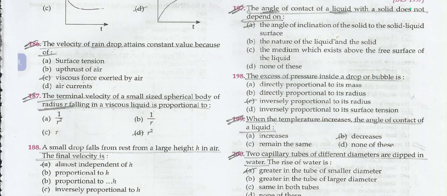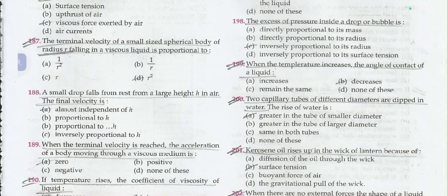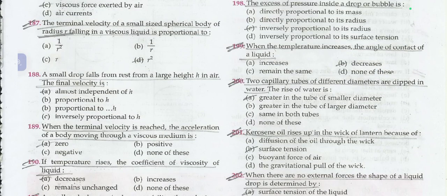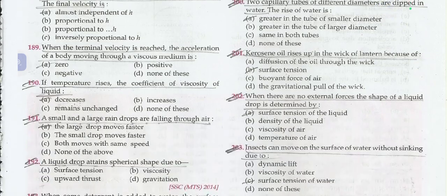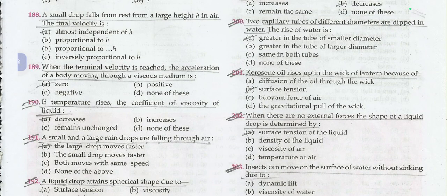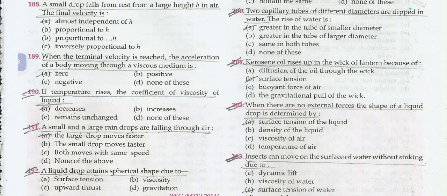The excess of pressure inside a drop or bubble is inversely proportional to its radius. When the temperature increases, the angle of contact of a liquid decreases. Two capillary tubes of different diameter are dipped in water. The rise of water is greater in the tube of smaller diameter. Kerosene oil rises up in the wick of lantern because of surface tension.